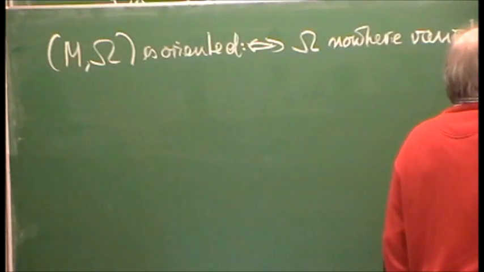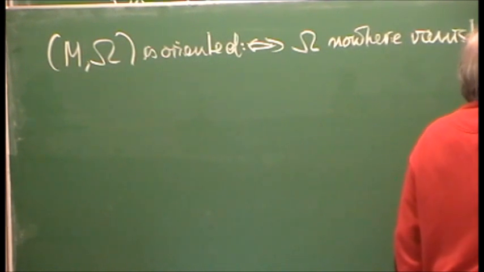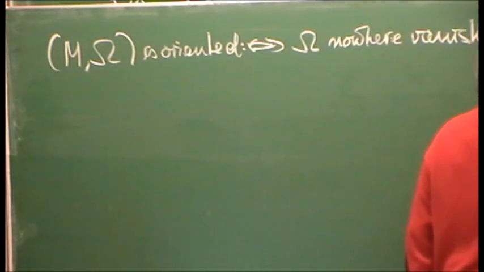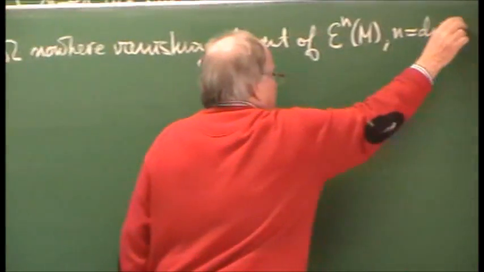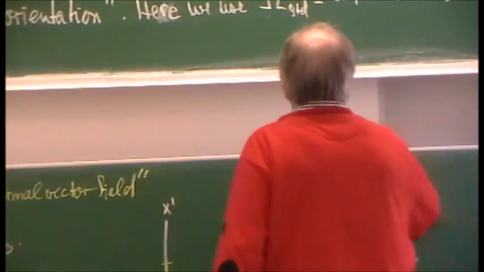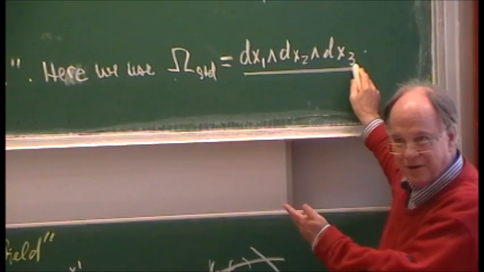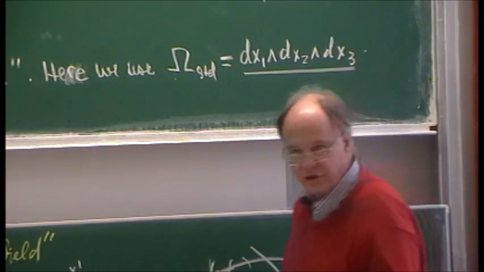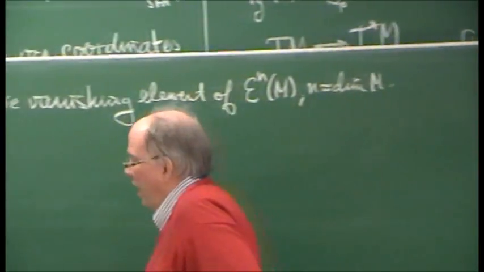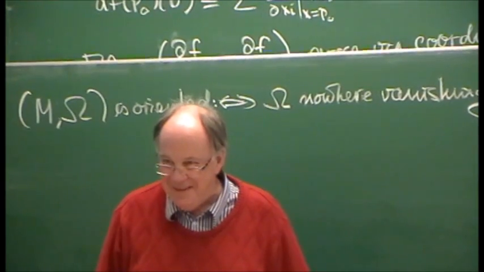Let me emphasize, I mean by this the top dimension. So this form here, dx1 wedge dx2 wedge dx3, obviously doesn't vanish anywhere. I mean, it's completely clear. This is a 3-form, it does not vanish anywhere, okay? So that's an oriented form. Why is that a good definition? A nowhere vanishing 3-form.